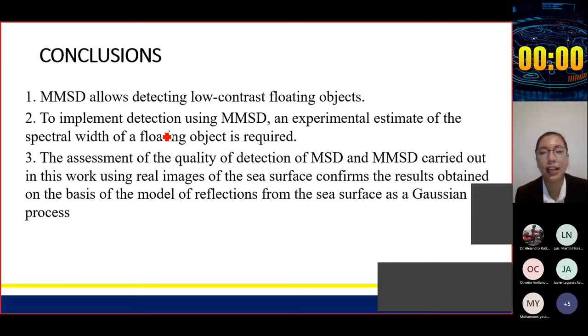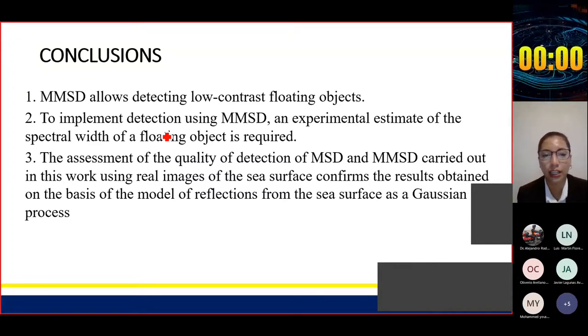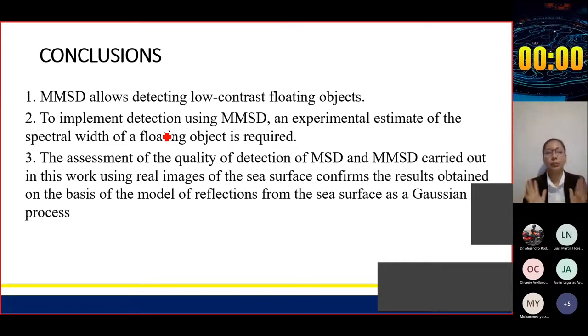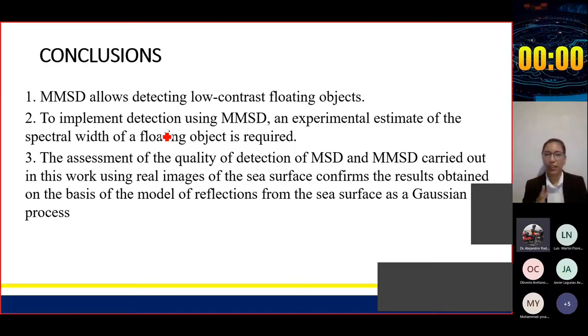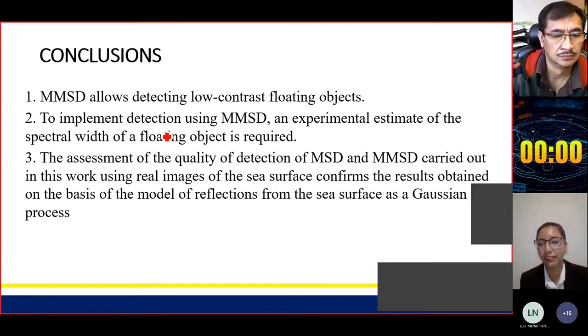And this work, using real images, is different to other articles that present in a live page. Other articles don't use the real image, or use the real image but only using a surface Gaussian process, which is not a good detection. And that's all for me.